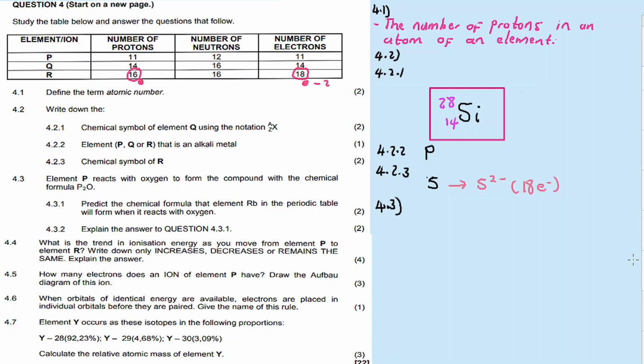4.3: element P reacts with oxygen to form the compound with the chemical formula P2O.